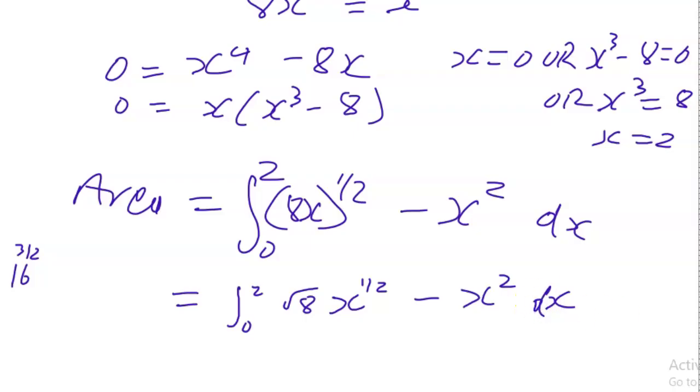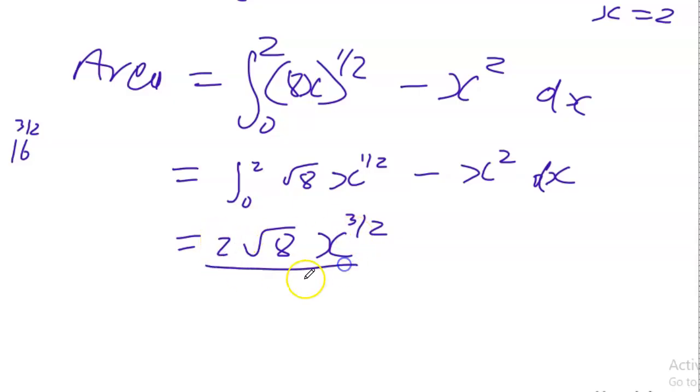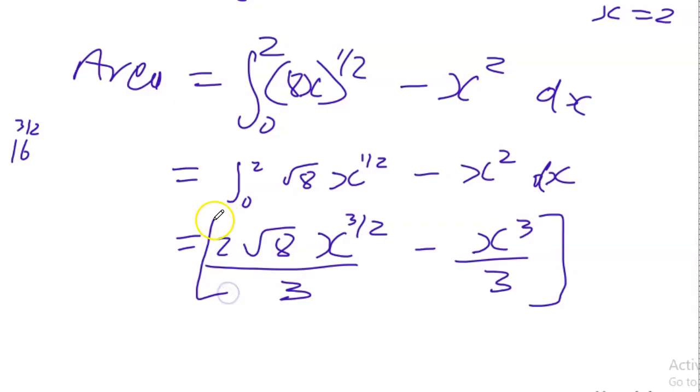Alright, let's integrate now. So we have root 8. Integrate x to the power of half. We get x to the power of 3 over 2, divided by 3 over 2, which is the same thing as multiplying by 2/3. Minus x cubed upon 3. And we're integrating between the limits 0 and 2.